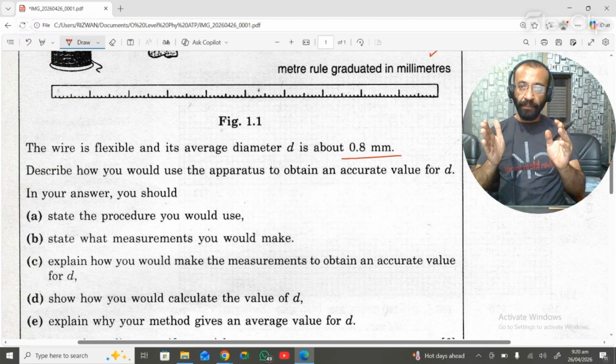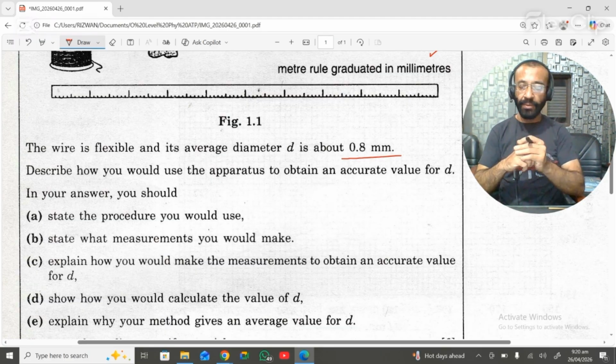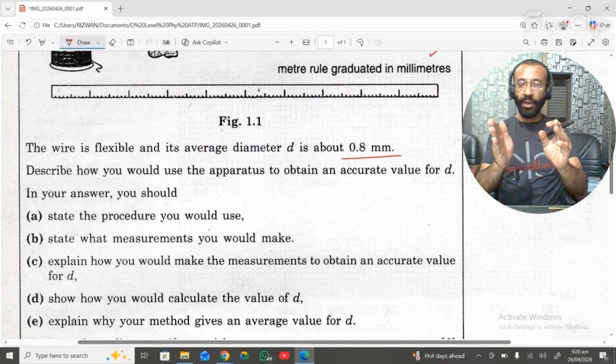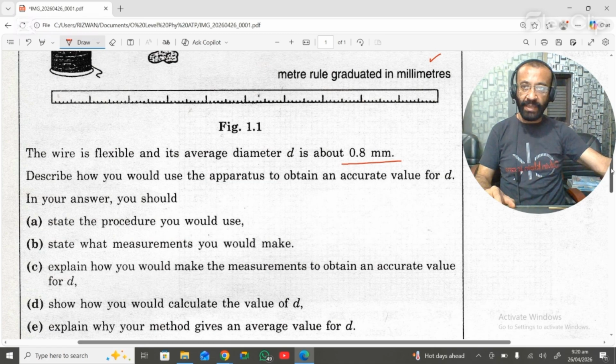Okay, remember first, we cannot find the diameter of the wire directly with the help of the meter rule, because a meter rule cannot measure a fraction of a millimeter. So we have to use the plus sign.